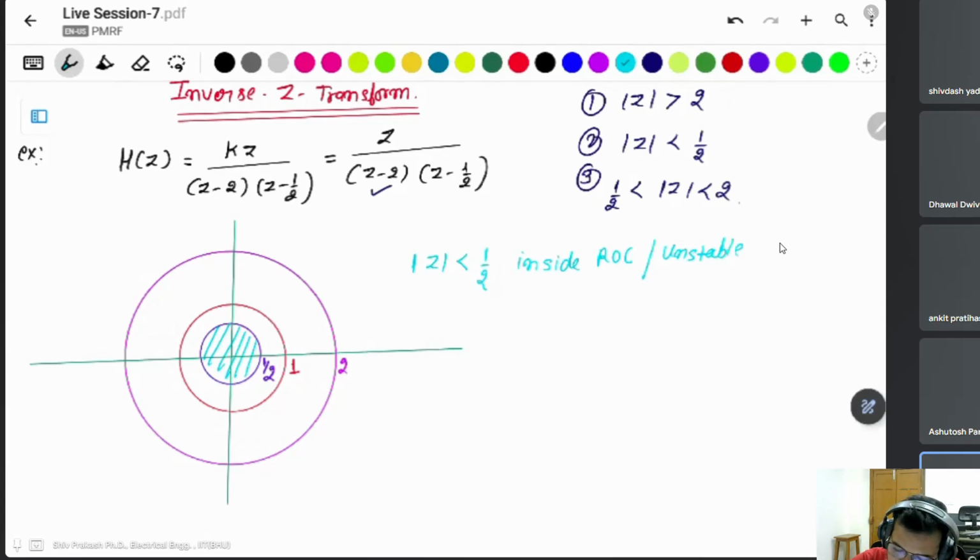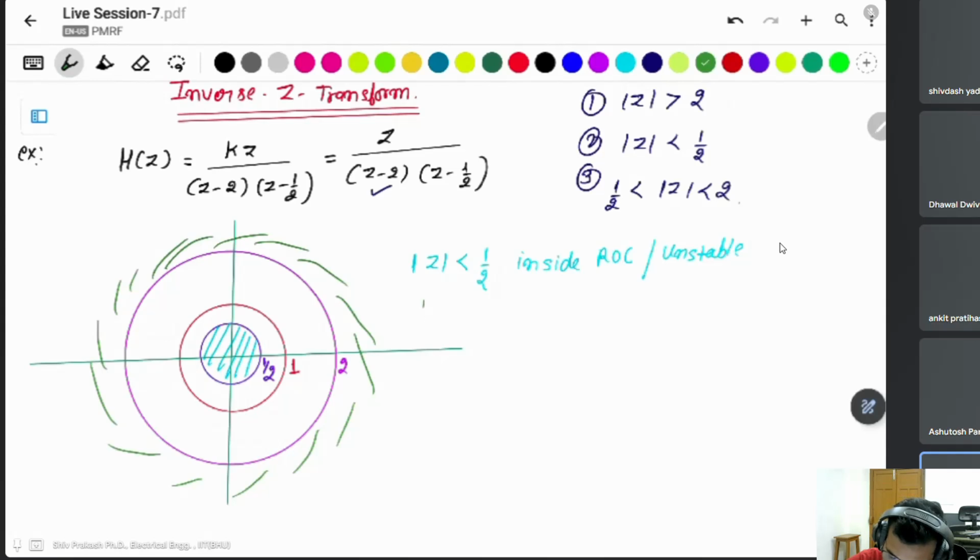Second possibility is greater than 2, outside ROC. This also does not include the unit circle, that's why it will be greater than 2. This is known as the outside ROC. This is also an unstable system because the ROC is not including the unit circle.